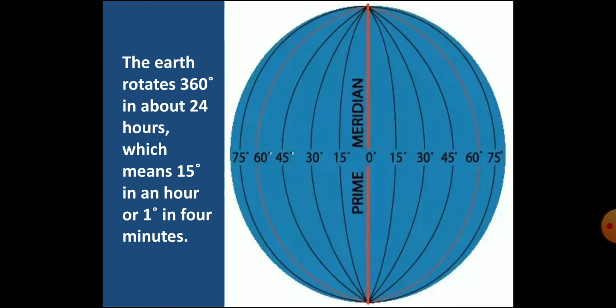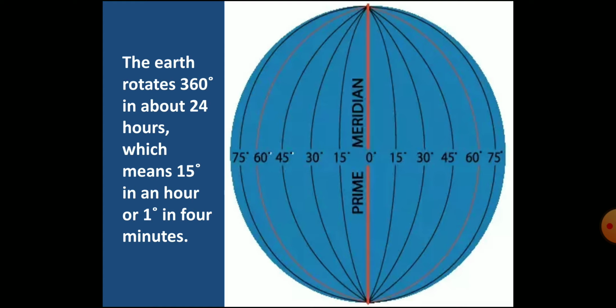It means the earth takes 24 hours to rotate 360-degree longitudes. It means that in 1 hour it turns a distance of 15-degree longitudes. It also means that the earth takes 4 minutes to turn 1 degree longitude. Thus, when it is midday or 12 noon at Greenwich, the time at 15-degree east longitude would be 60 minutes or 1 hour ahead of Greenwich.